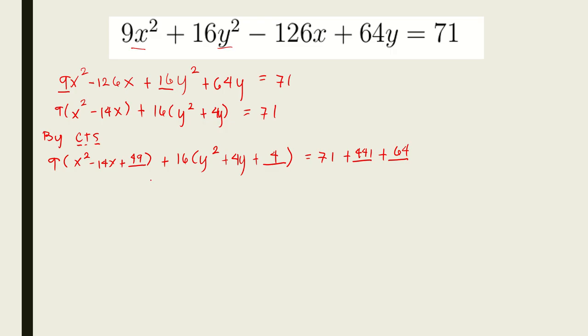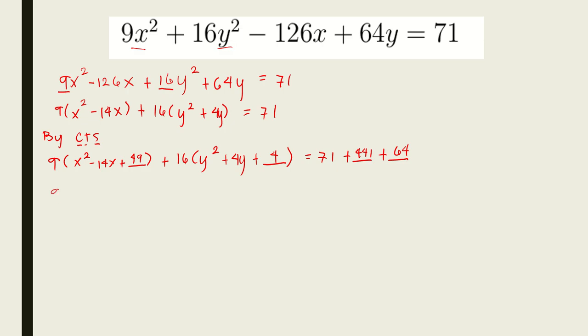Again, what we did there is we need to make sure that both sides of the equation should be equal. So that's 49 times 9, we got 441. And then in the y variable, that is 16 times 4, we got 64. Then we do the process carefully.